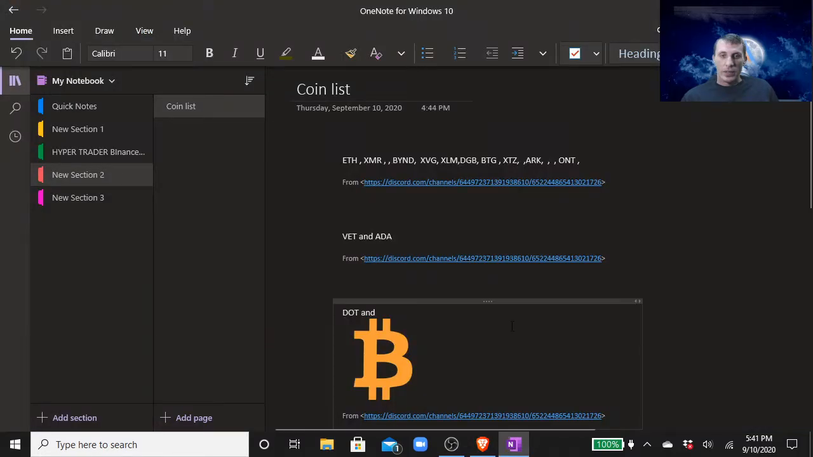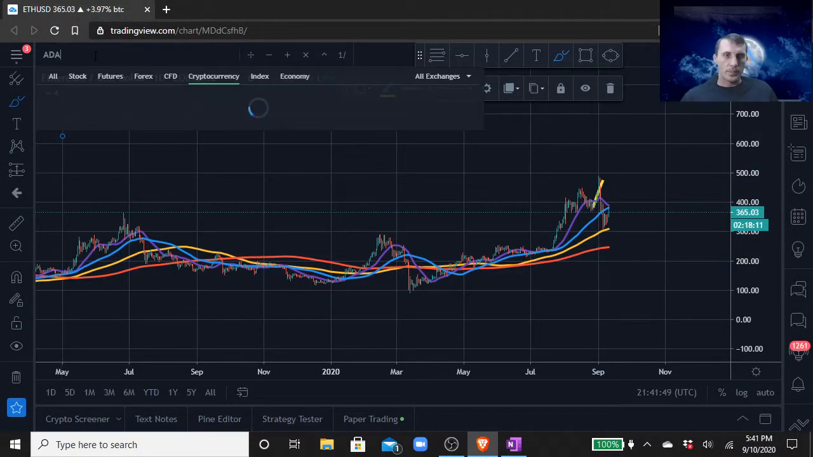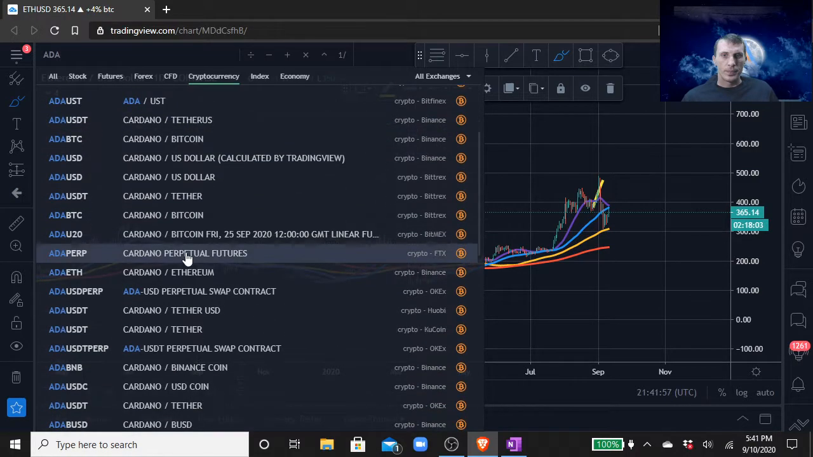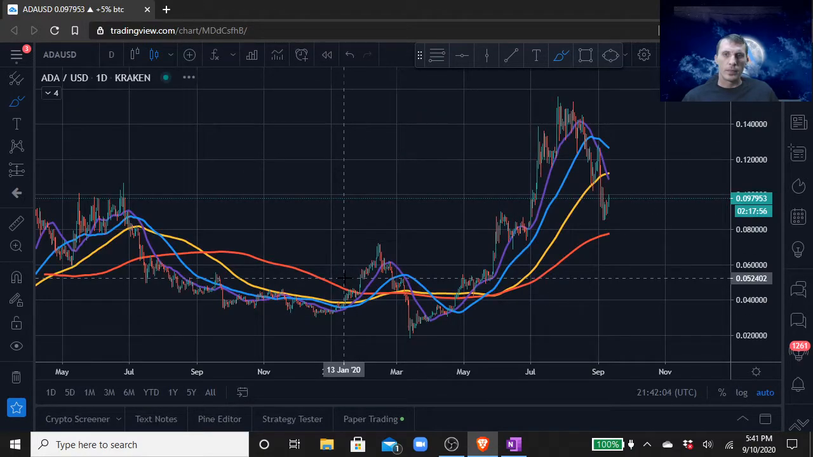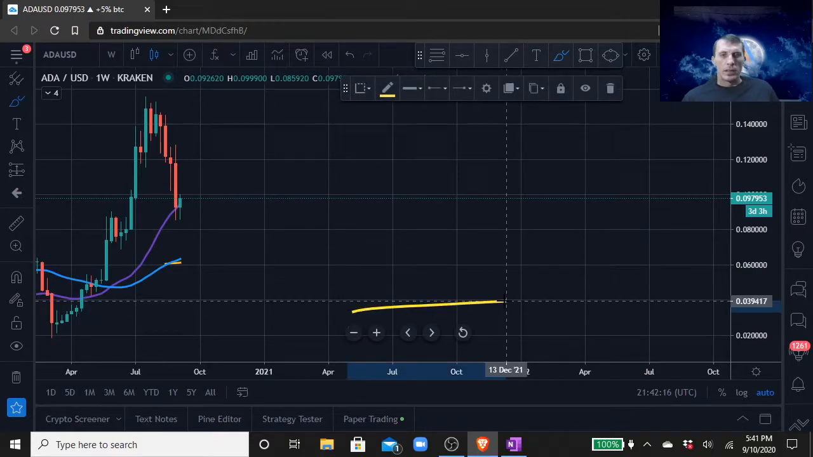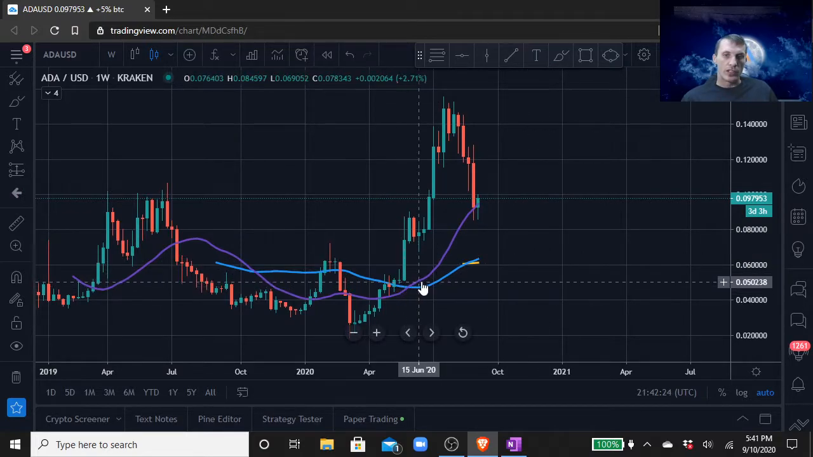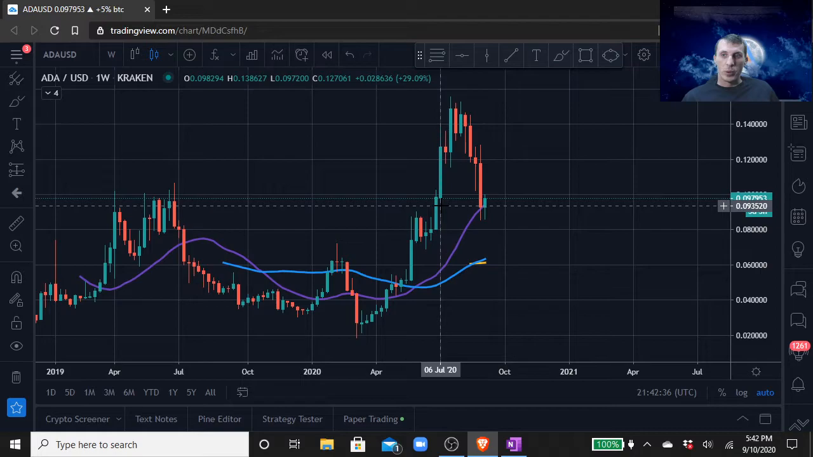Let's take a look at the list, see what we have on there. Let's look at ADA. See what it looks like on the weekly. So on the weekly, we did test that 21 moving average. As you can see, the 21 crossed over the 50 week moving average, which is super bullish, and it did pump straight up all the way to almost 15 cents. Came back down.